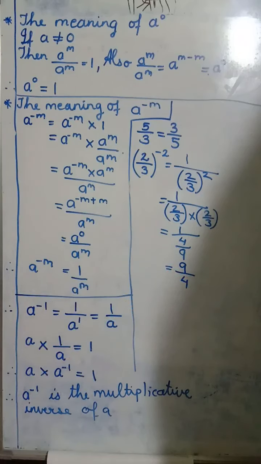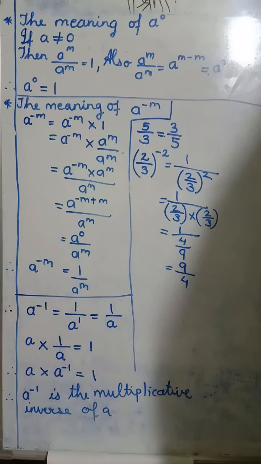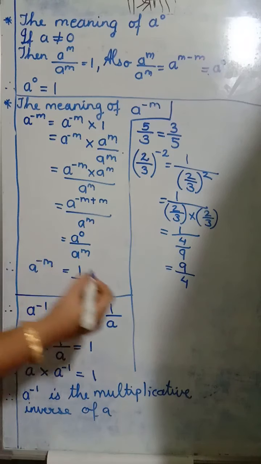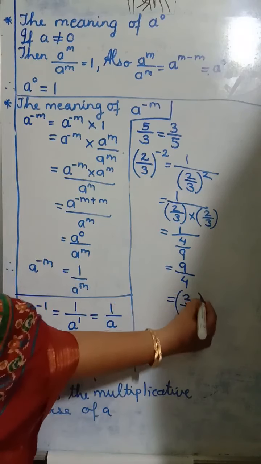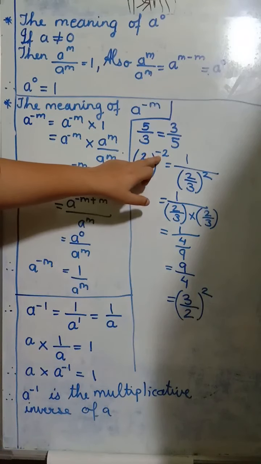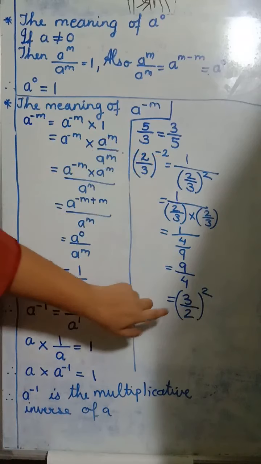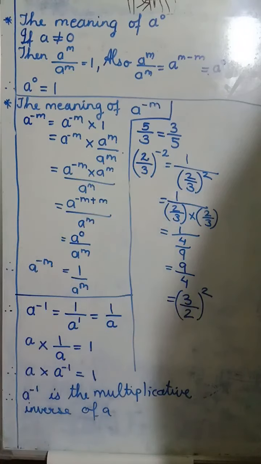Yeah. Now if we want to write this in index form, then 9, how did we get this 9? We got it because of 3 into 3, and 4 we got because of 2 into 2. How can we write it in index form? 3 upon 2, that is its square. Did you understand? So for 2 upon 3 raised to negative 2, can we directly make its reciprocal 3 upon 2, and then negative 2 we can write as positive 2.